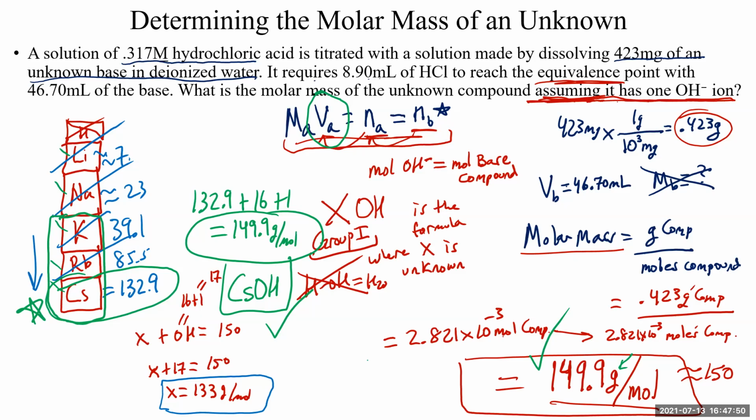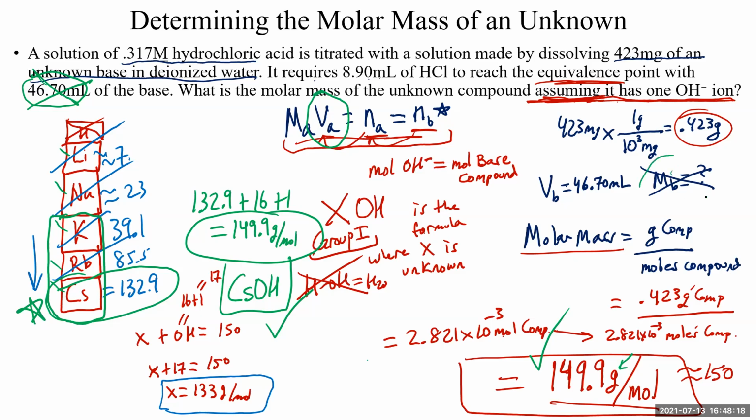By the way, do you notice something? Nowhere in this problem did we ever make use of the 46.7. It was completely useless. That was just extraneous information. It made absolutely no difference whatsoever how much water you dissolve your compound in. If it had been 100 milliliters or 10 milliliters, other than the fact that you need enough water to dissolve the compound, it made absolutely no difference. Its concentration did not matter.